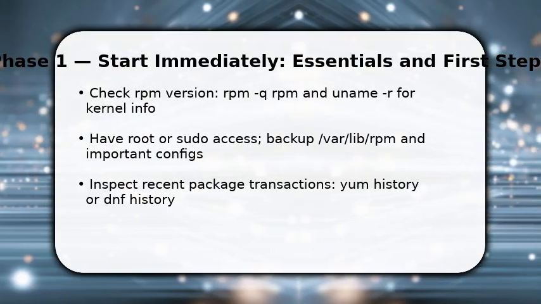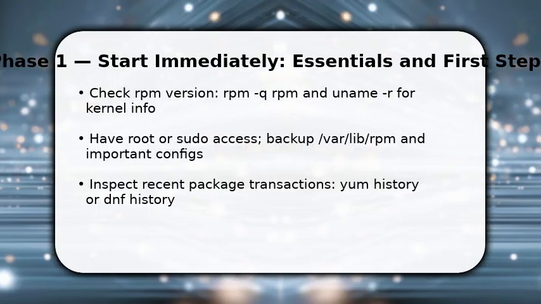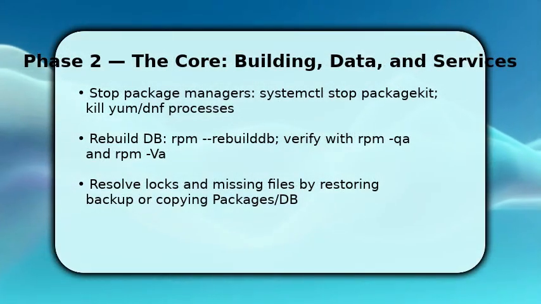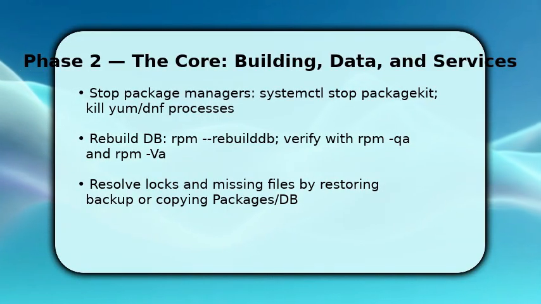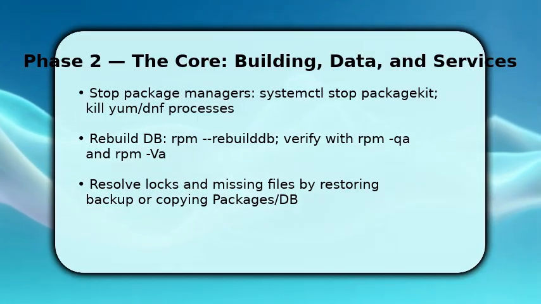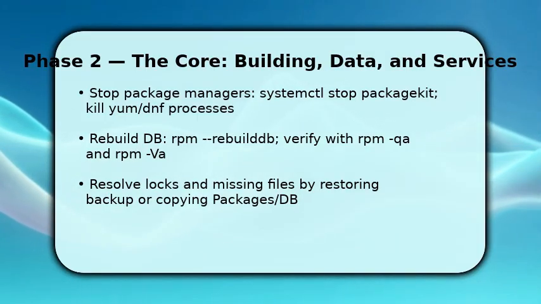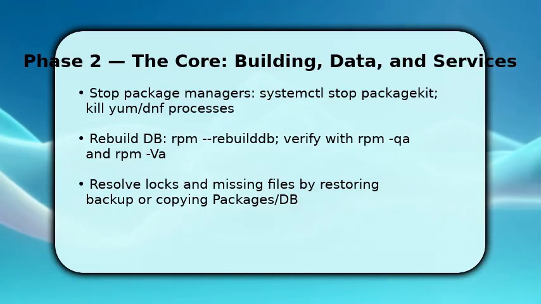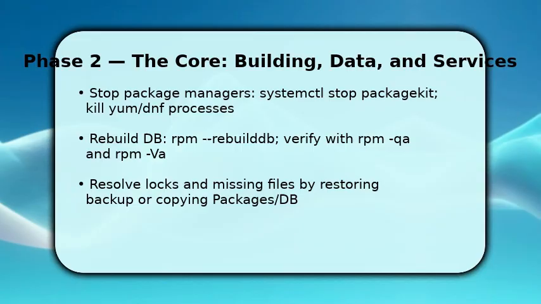You must stop any package manager to avoid concurrent writes. Stop PackageKit and kill stray yum or DNF processes. Once quiescent, run rpm --rebuilddb to rebuild the RPM database. This repairs index corruption. After rebuild, verify with rpm -Ca and rpm -Va to detect missing or altered files. These commands show what still needs work.